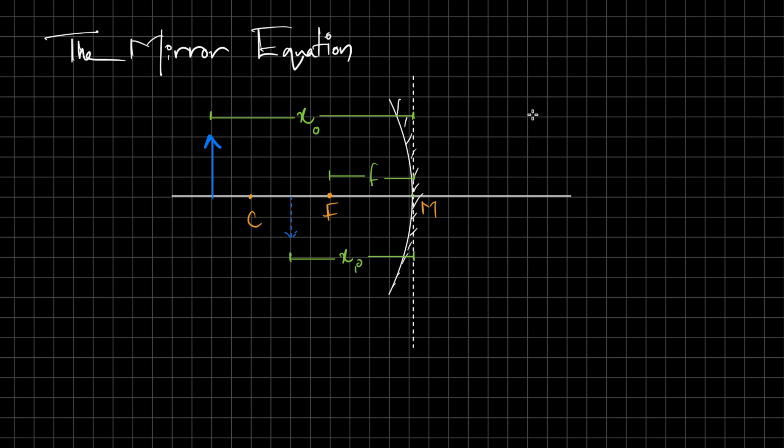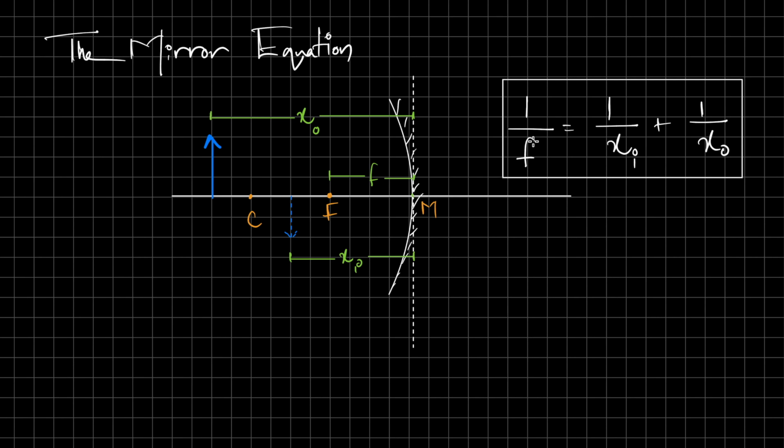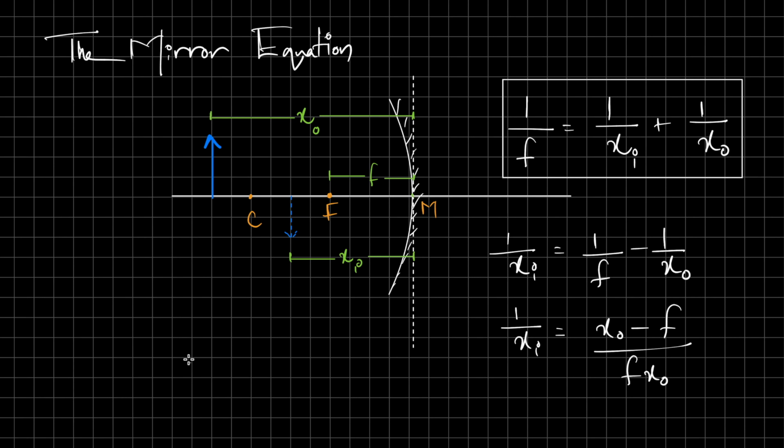Mirror equation is very simple. The inverse of focal length is equal to the inverse of image distance plus the inverse of object distance. Now if you want to find the image position from this equation, let's rearrange it. 1 by xi equals 1 by f minus 1 by xo. 1 by xi equals, cross multiply, xo minus f over f xo. To find xi, flip the right hand side: f xo over xo minus f.